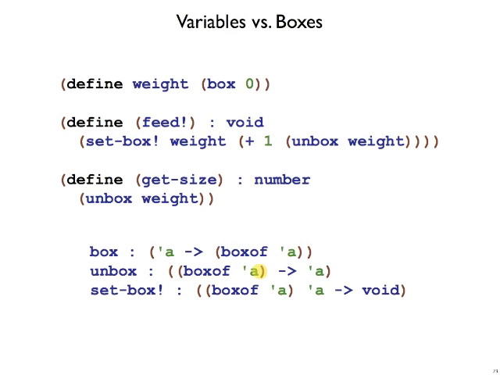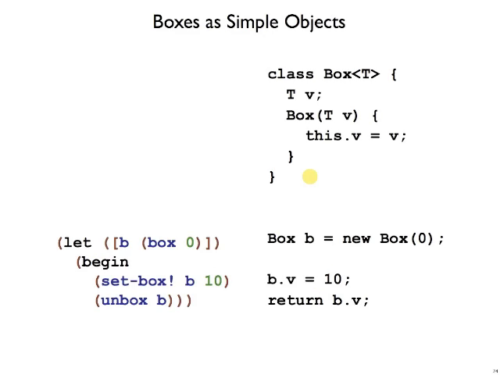If you have a box of a certain kind of thing, then you can take that kind of thing out. And if you have a box of a certain kind of thing and a new value of that kind, then you can put it in the box. And setBox here doesn't return anything in particular, so it has a void type. Here I'm just illustrating that boxes are very much like a simple object box of some type T in Java, where box is like new box, where you give it an initial value, setBox is like assigning to the field, and unbox is like pulling the current value of the field out.